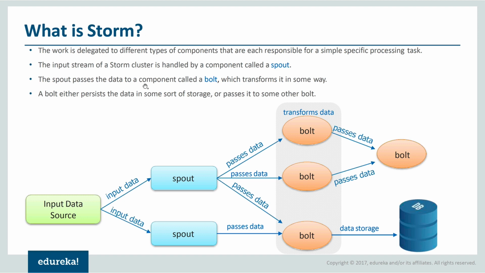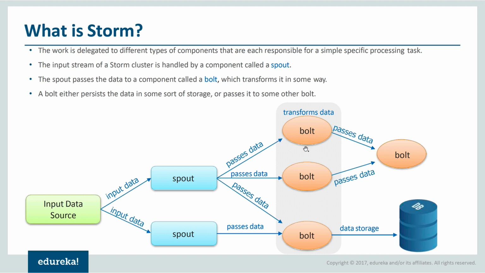The spout passes the data to a component called a bolt, which transforms it in some way. So now you have the bolt, the guy who is taking the interview. You might have a second round of interview as well. So you might have more bolts in here and have as many steps as you would like. All those steps will be called bolts, and you can just name your bolts: this is step 1 bolt, this is step 2 bolt, this is step 3 bolt. And all of them are transforming the data or interviewing the data or doing anything that you would like with the data. A bolt either persists the data in some sort of storage or passes it to some other bolt, like we are doing here.